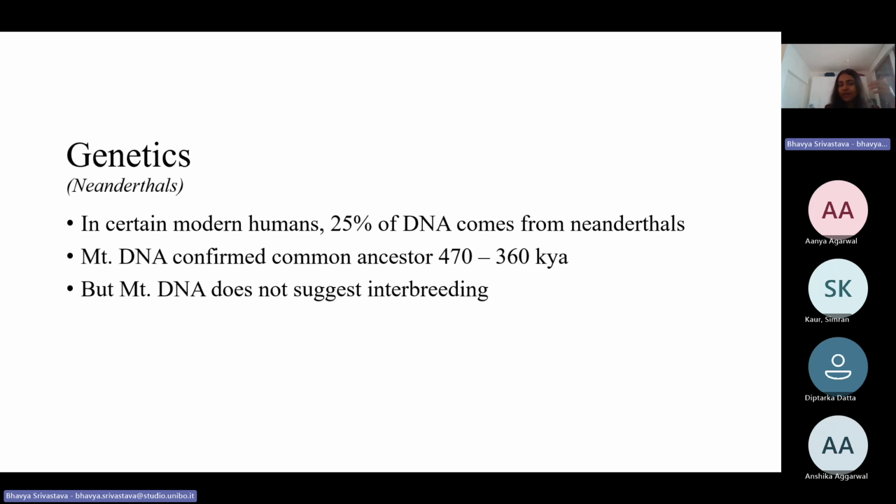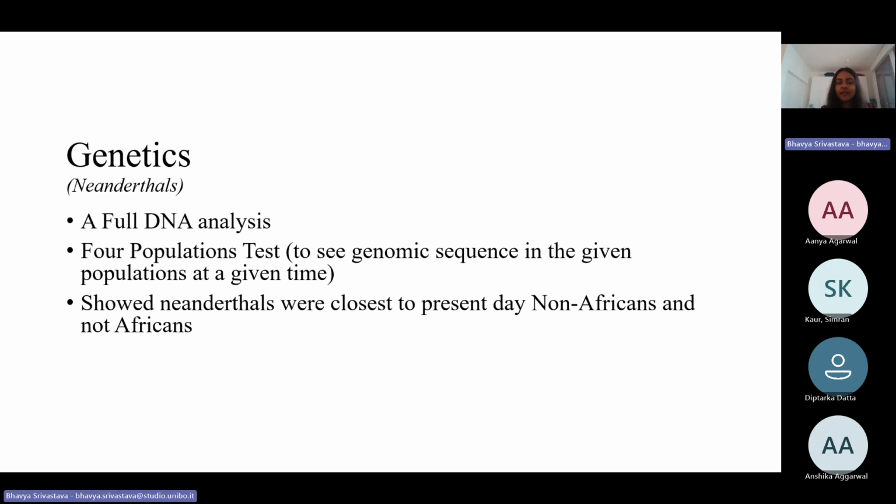So what I'm trying to say here is that when the Neanderthals actually interbred with our own species is something that the geneticists were trying to decipher. Because when the two species separated, so you have Homo neanderthalensis and you have Homo sapiens, when did they actually interbreed again? And they did this through a full DNA analysis.